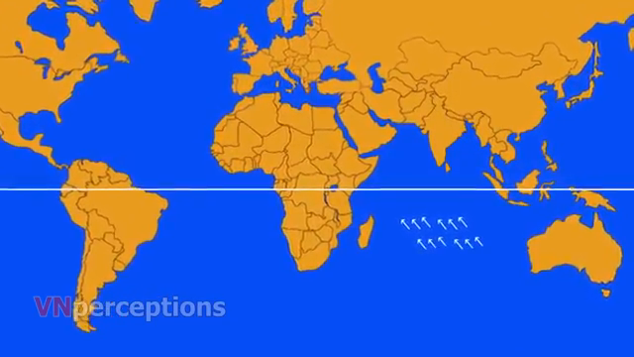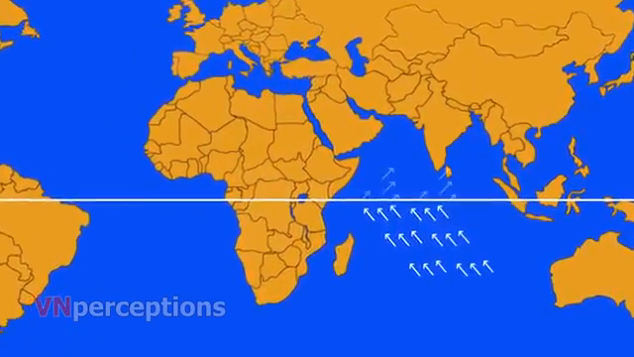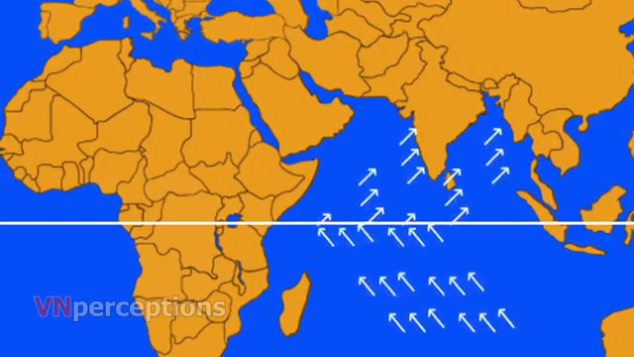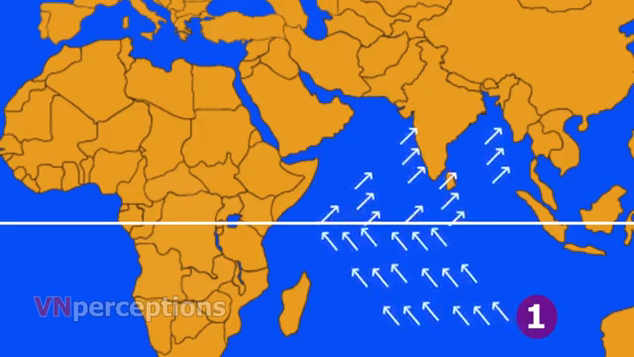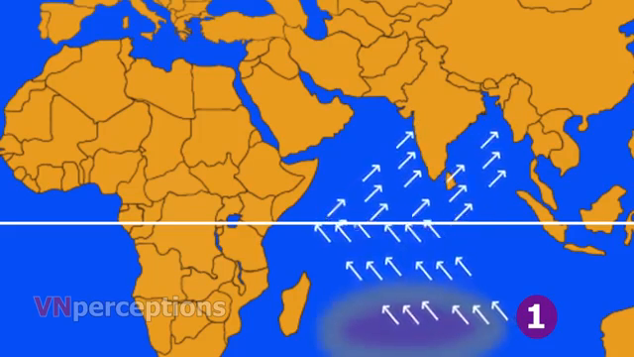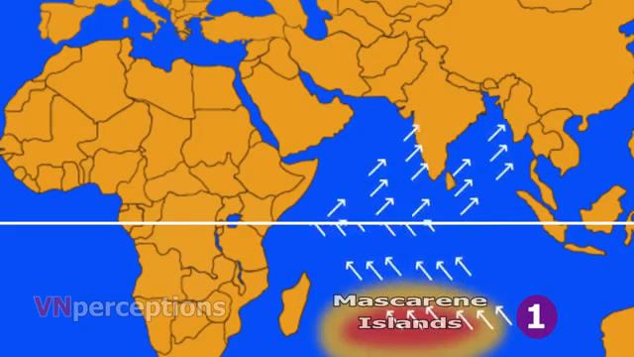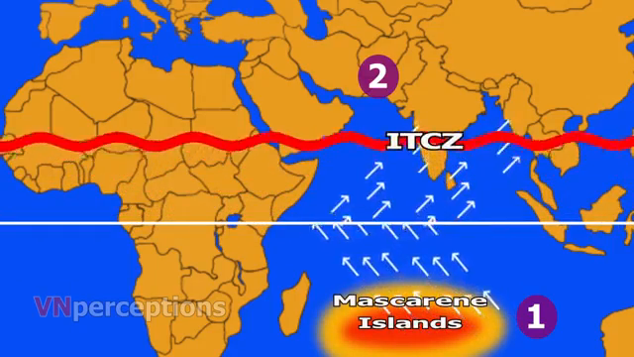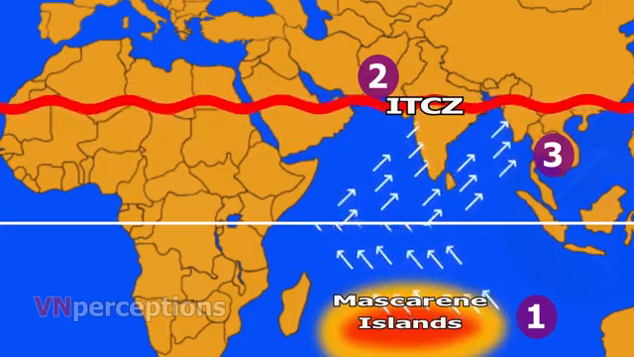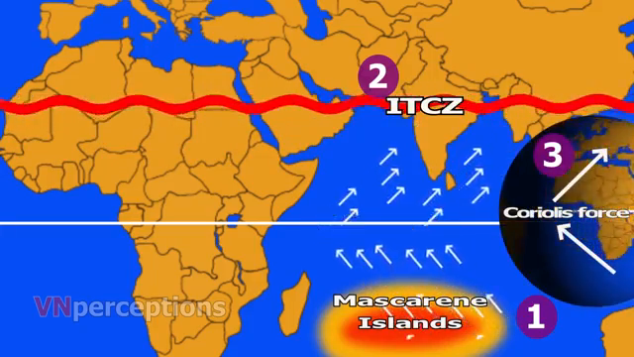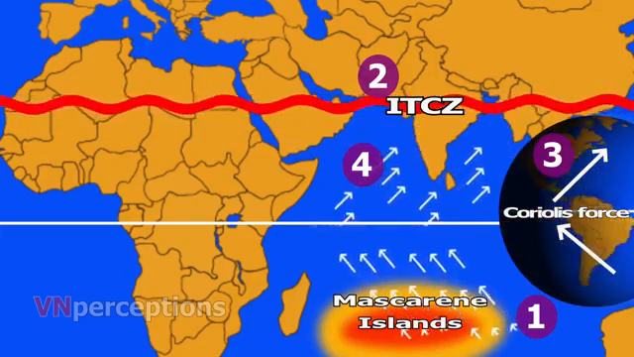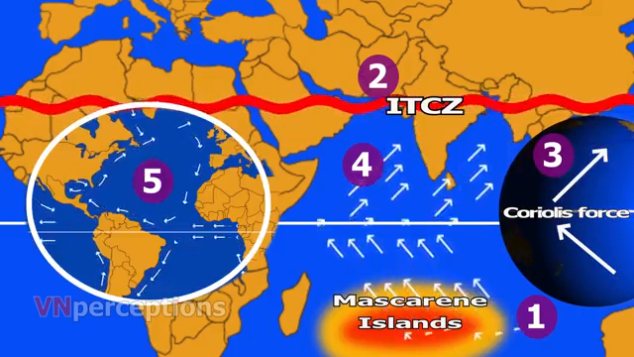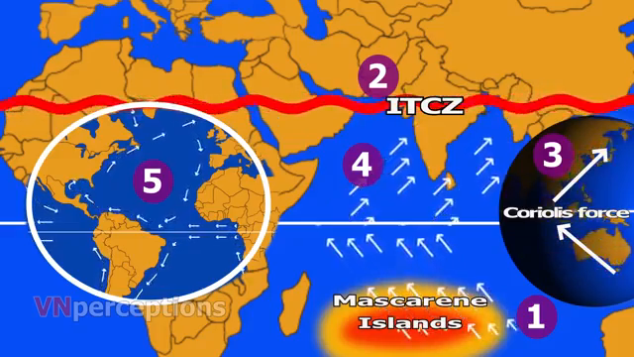We have already seen different reasons as to why the southwest monsoon winds develop. To sum up again, the reasons are: first one, development of high pressure regions around Mascarene Islands. Second one, the shifting of ITCZ. Third, the Coriolis force. Fourth, differential heating and cooling of land and sea. And the fifth, the movement of the ocean currents.